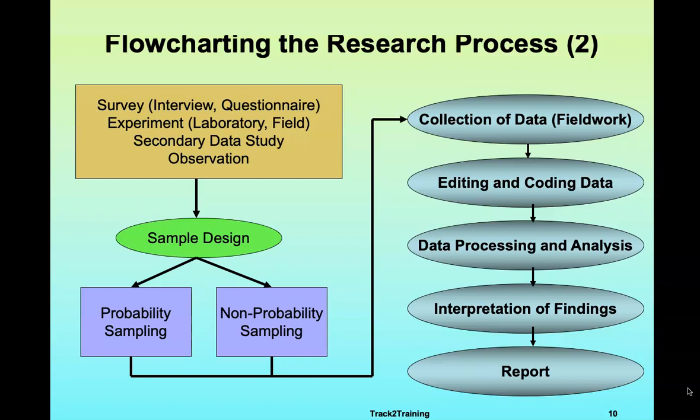Data processing and analysis has to be done for finding the correlation and other things of the different variables that we are studying in the research. And then we have to interpret the findings that we have found through different statistical and geospatial analysis tools that we are using. And then we have to prepare the report or the research paper based on the findings.